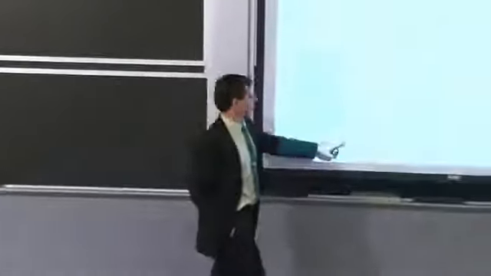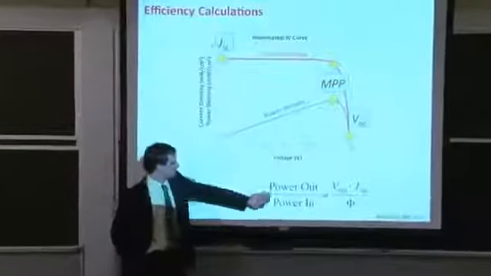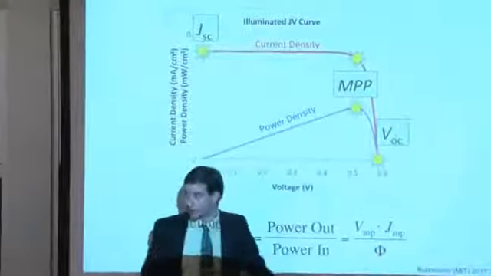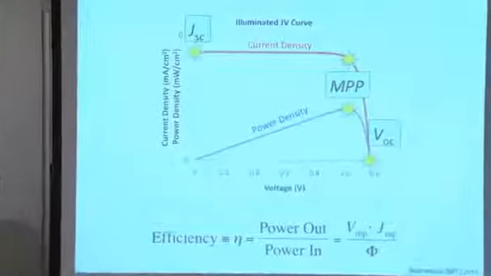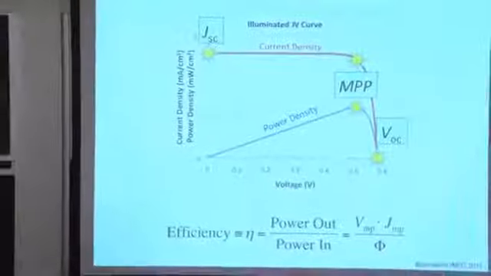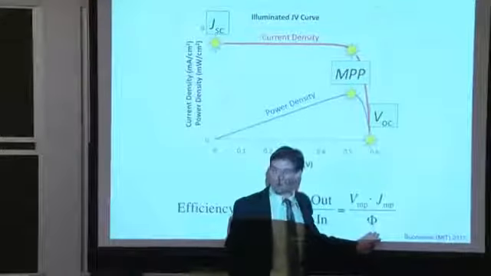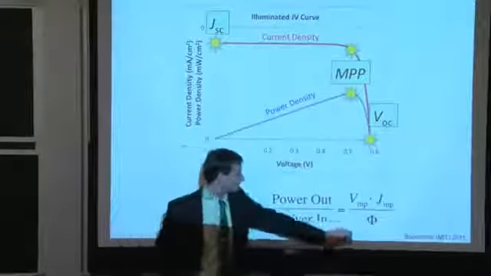The efficiency of the solar cell, eta, this Greek letter eta, is our power out versus power in. Our power in is the illumination intensity, given in units of watts per meter squared. So we calculated this in our very first homework assignment and realized that the AM 1.5 spectrum is around 1,000 watts per meter squared. So that's our input power right here.